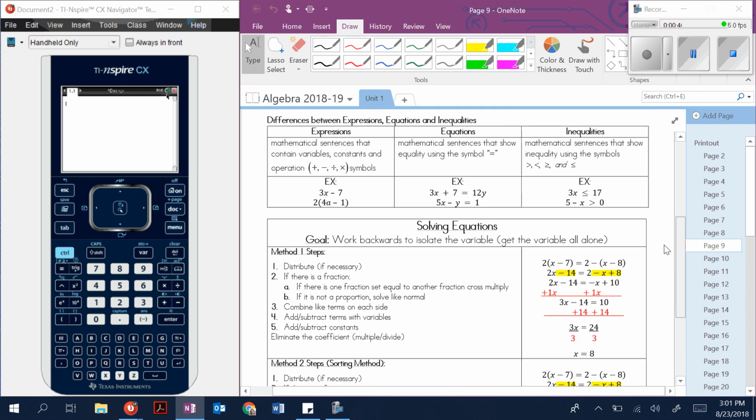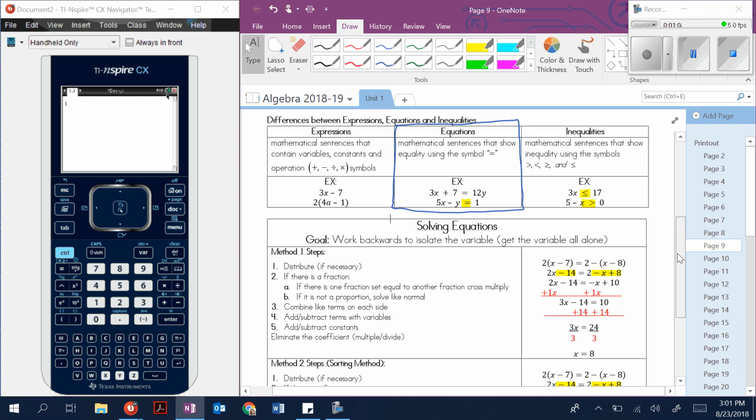And then also, we should always know the difference between expressions, equations, and inequalities. Remember, expressions don't have an equal sign, equations do. And then inequalities have greater than, less than, greater than or equal to, less than or equal to symbols. So today we are going to be solving equations. So we're really just going to be talking about this section here and solving for the missing variable.